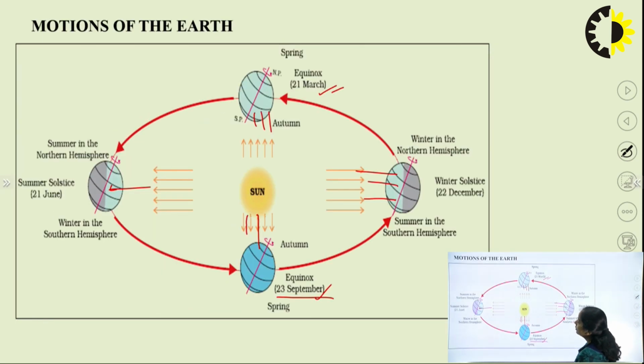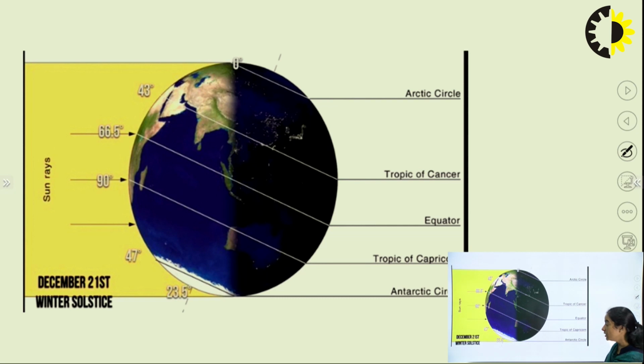Now this is the diagram for winter solstice, that is here this is the equator, Tropic of Cancer, Tropic of Capricorn, Arctic Circle and the Antarctic Circle. So when sun ray during winter, this part will be benefited, and see this is the position of India. So during the winter solstice also India is receiving enough sunlight.